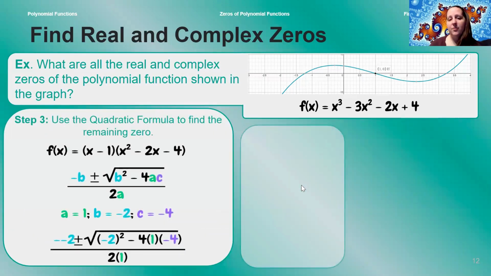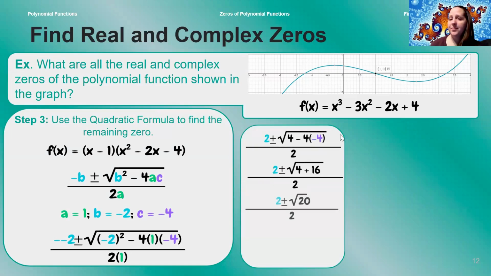I can use the quadratic formula to find the remaining zeros. If you can easily factor it, go for it, factor it, okay? But if I have x squared minus 2x minus 4, I'm not going to get something that's easily factorable, okay? So I'm going to go ahead and use the quadratic equation to solve for my other zeros.